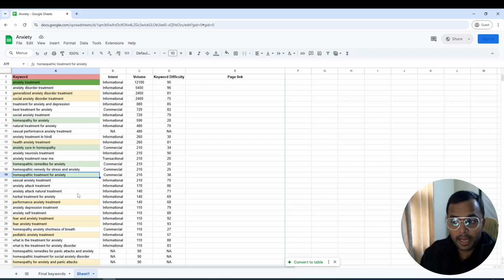Like if I'm talking about anxiety cure in homeopathy and homeopathy for anxiety, these are two different keywords. Why? Because the first keyword, anxiety cure in homeopathy, has the word cure. But if we have the keywords homeopathy for anxiety and anxiety in homeopathy, then both have similar intent. So we need to take one keyword, and that will fulfill the intent of the second keyword also.